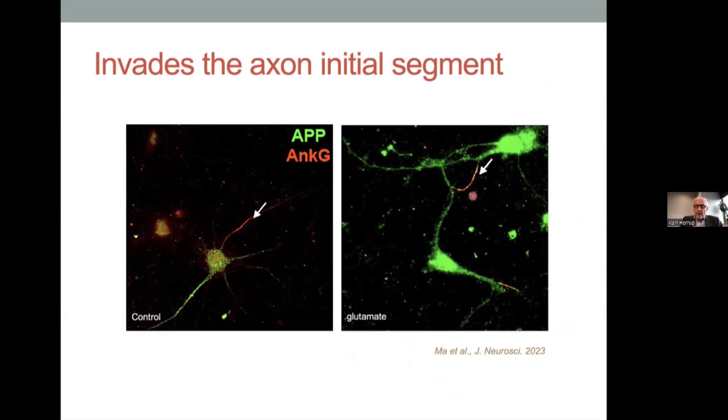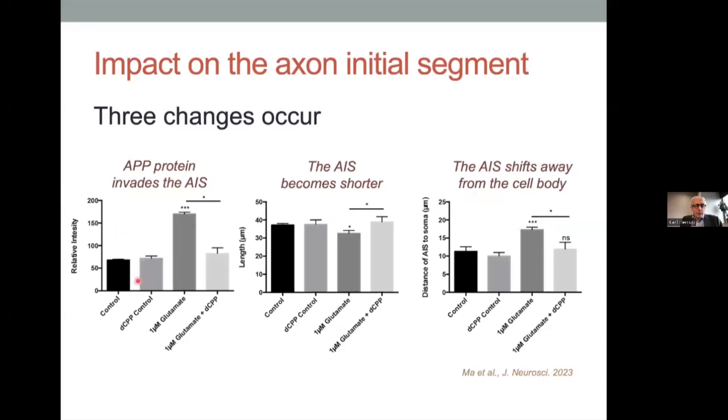When APP invades, 3 things happen. First of all, its levels go up. This is the intensity of APP within the initial segment. The AIS, or axon initial segment itself, becomes shorter, and it moves away from the cell body. And again, both the shortening and the shifting are blocked by the NMDA receptor antagonist.